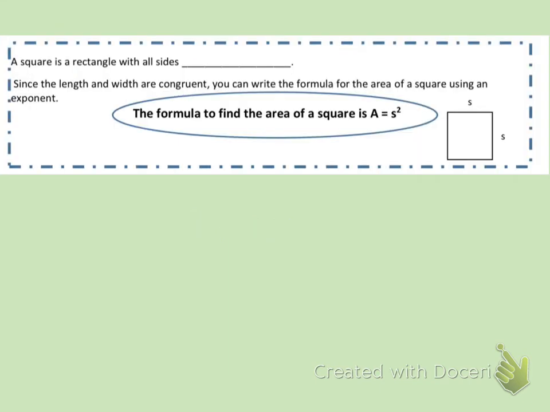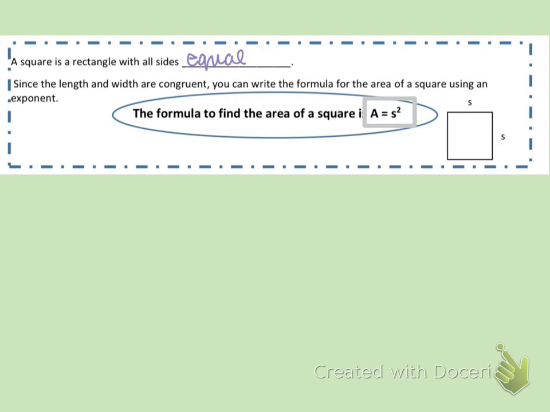And our third shape is a square. So a square is a rectangle with all sides equal. And then since the length and width are congruent, you can write the formula for area of a square using an exponent. So this formula right here does not go away. It actually becomes more important every year, especially in 8th grade, that we use A equals S squared.